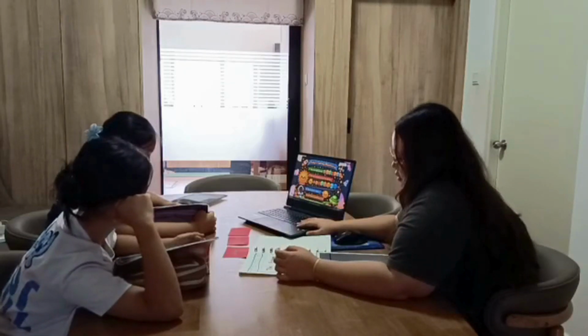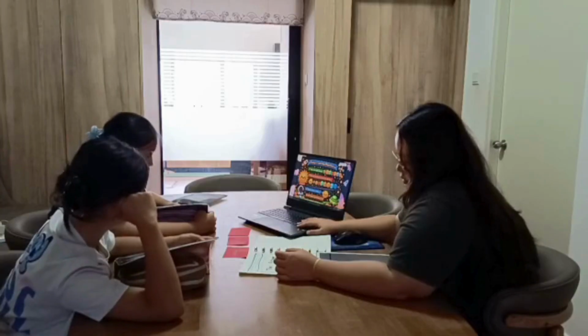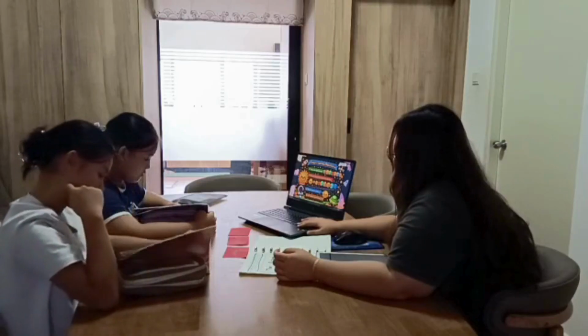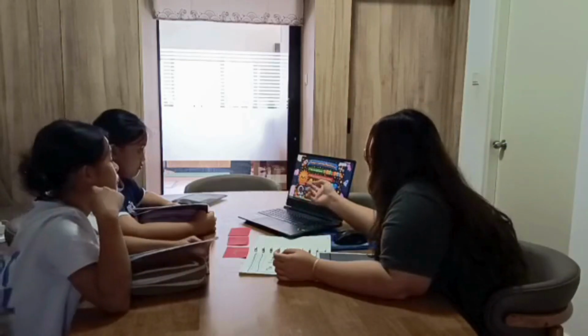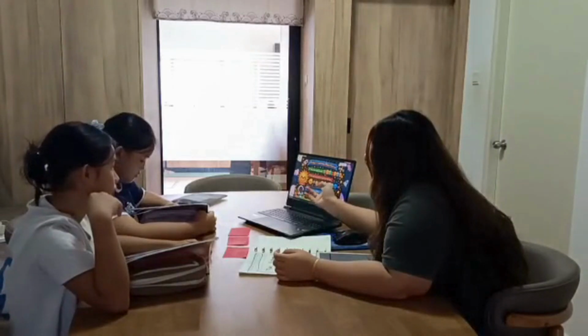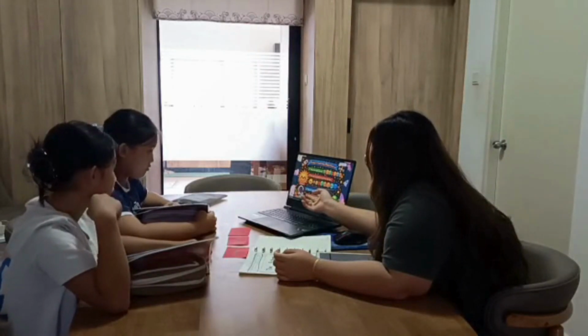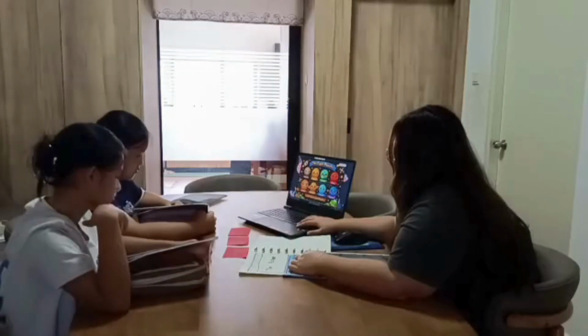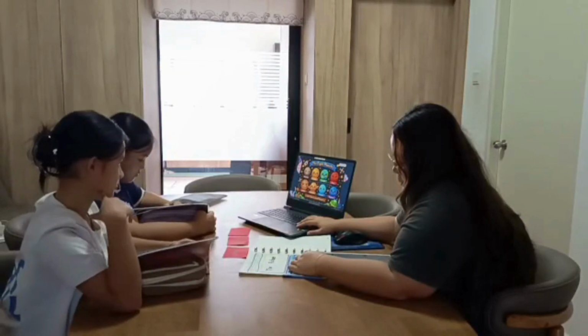Today's learning objective is: by the end of today's lesson you should be able to name the eight planets, arrange the planets in order from the sun, and explain what an orbit is. Now next one. These are the eight planets.